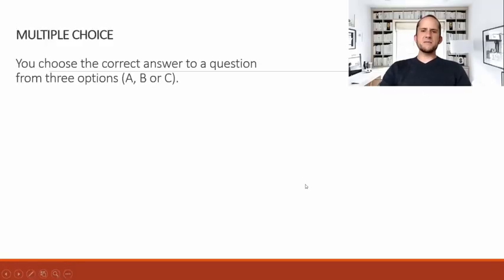So let's have a look at a question type, and this is a question type which many of you have undoubtedly faced before. In fact, I would be absolutely shocked if you've never seen this question type. It's multiple choice. It's a favorite on many tests. And what you need to do is just choose the correct answer.